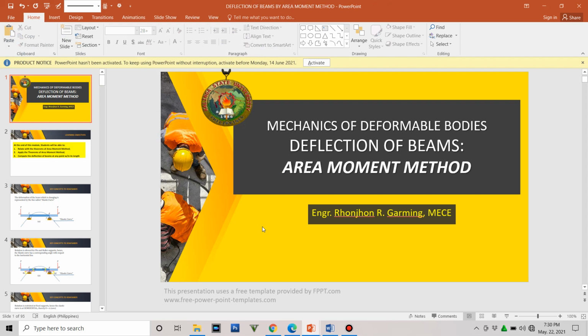So, why do we need to compute it? For us to have a design criteria so that we will come up with a tolerable deformation. So, in short, hindi man natin mape-prevent, but we can really control the deformation by an appropriate design. So, by that, we should establish our skills in determining the deflection of beams at any point.